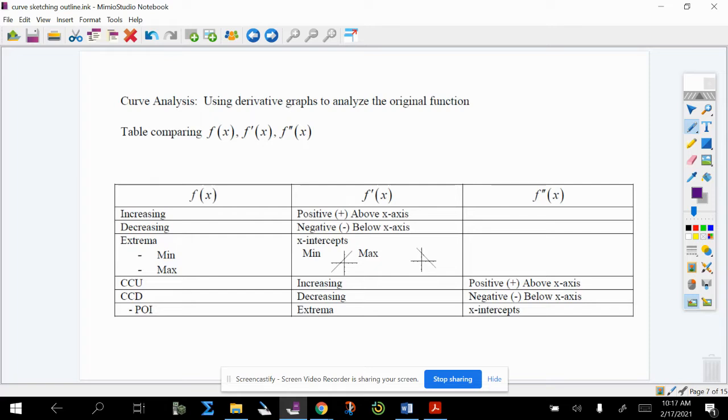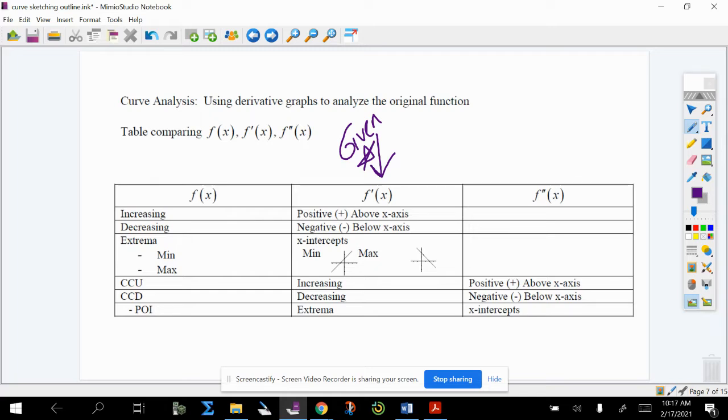I really focus a lot of my attention on this middle column because this is what's going to be asked the most: they are going to give you the derivative graph. So the number one thing that will be given, not saying they're all like this, but the number one thing, you'll be given a first derivative graph. From your first derivative graph, you can tell a whole lot about what's going on with the original function.